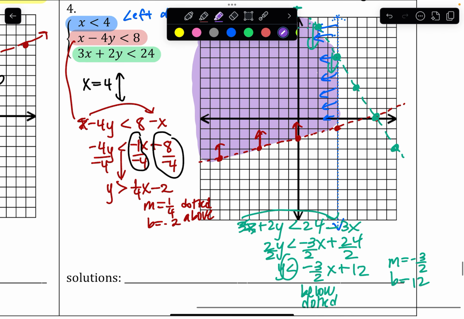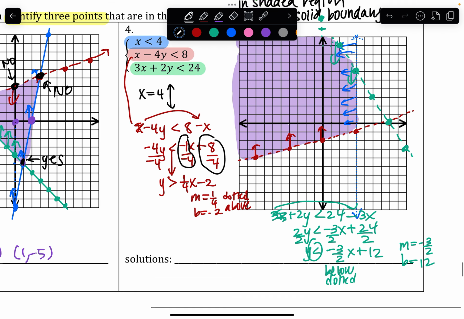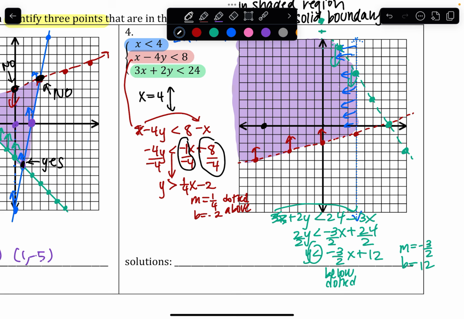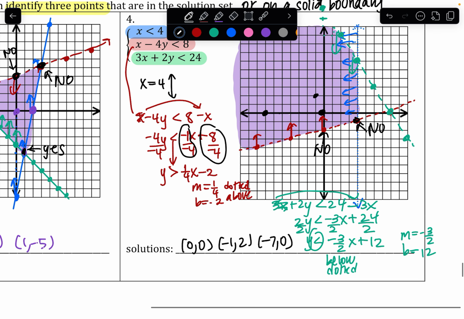Okay, and so we can't pick any points on any of the lines. We have to be in the shaded region. So we could pick the origin again. We could pick even -1, 2. And this 1, 2, 3, 4, 5, 6. We could pick -7, 0. We could pick anything over in that purple region, just nothing on the line. Not even the intersections. No. So don't pick the y-intercepts. Don't pick anything on a line. They're all dotted.